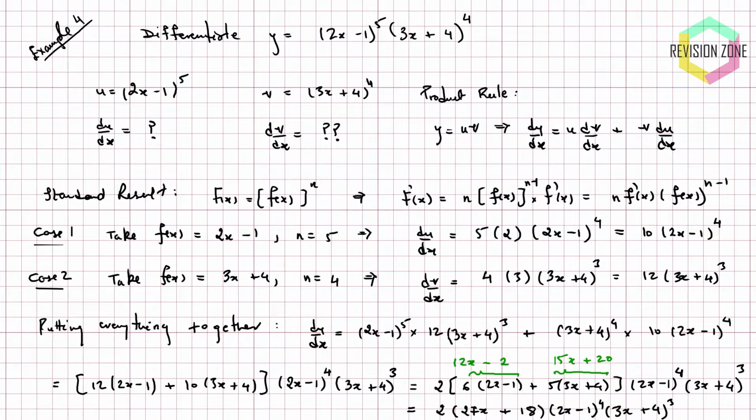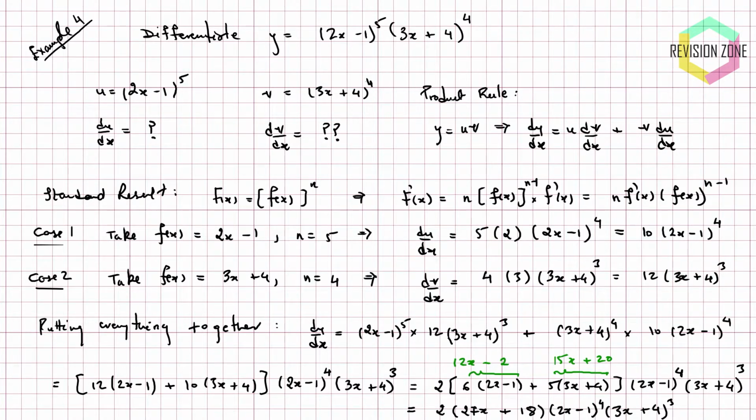Again, differentiating this, it's going to be n times f prime. So our n is 4, our f prime is the derivative of 3x plus 4, which is just 3, and then we multiply by f of x, which is obviously 3x plus 4, all to the power 1 less than n. Well, our n is 4, so 1 less than n is 3. So once we've got that, we just multiply things out. So we're going to have 4 times 3 to give us 12, and then the bracket is just going to come along for the ride.